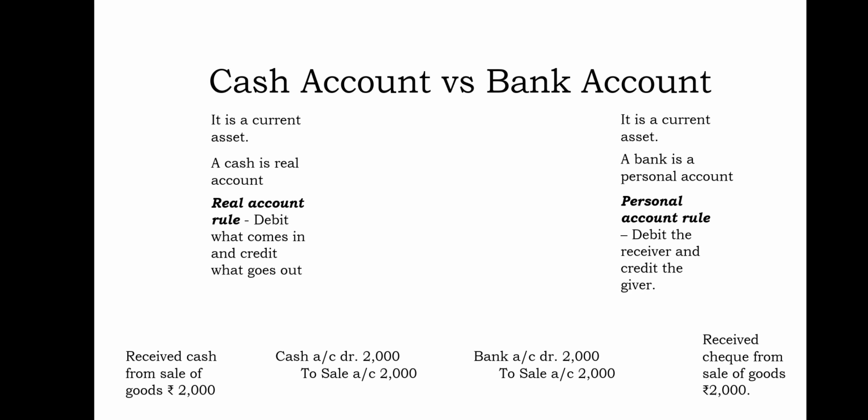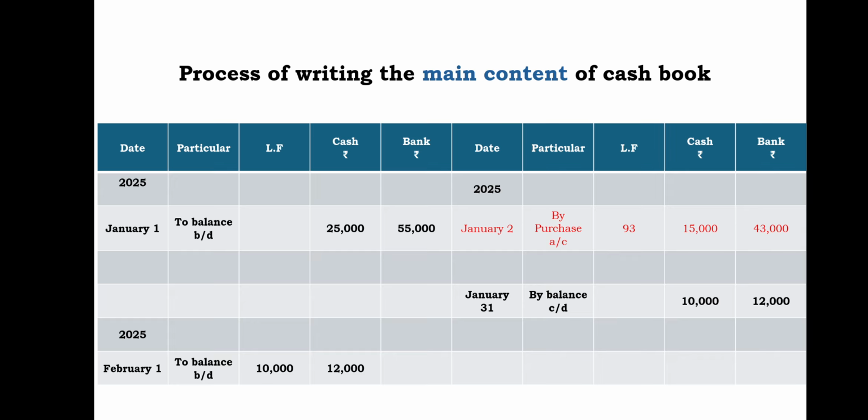Now let's understand an amazing concept that is the main content of a cash book. As you know from my previous class, we learned about date, particular, ledger folio number, cash, bank, date, particular, ledger folio, cash, and bank. We learned that there are a total of 10 columns in a cash book. But that was only the outer part of a cash book. Today we will learn what we write inside the cash book.